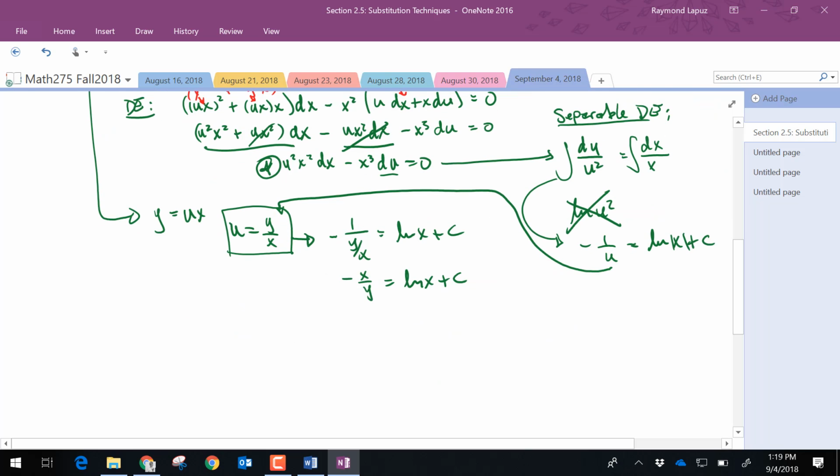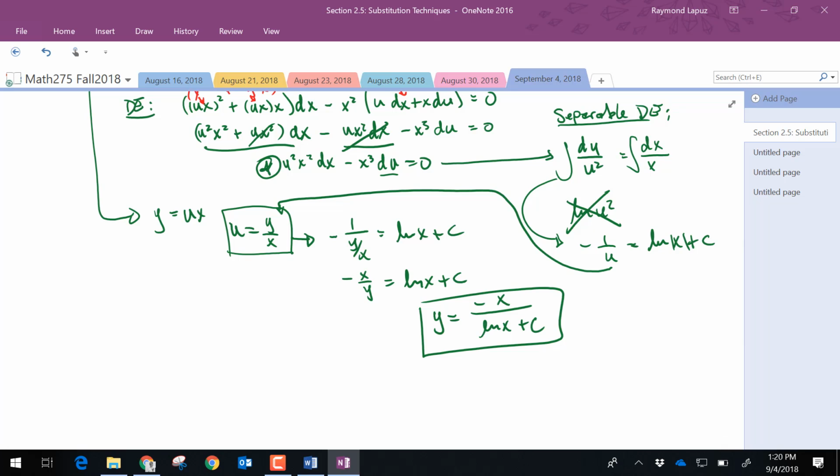And we want to always try to solve for y if we can. So it looks like if we solve for y here, we can divide out by a negative x and then take the reciprocal. So then y will equal negative x over ln x plus c. Yeah? Yeah.